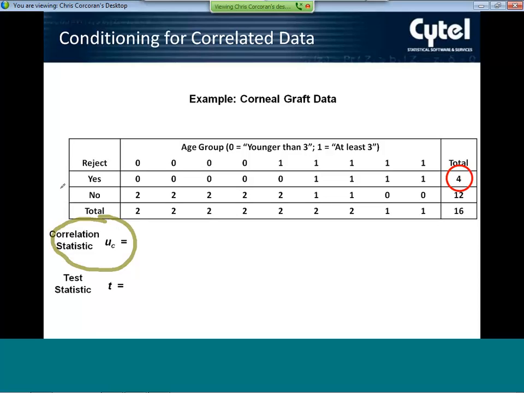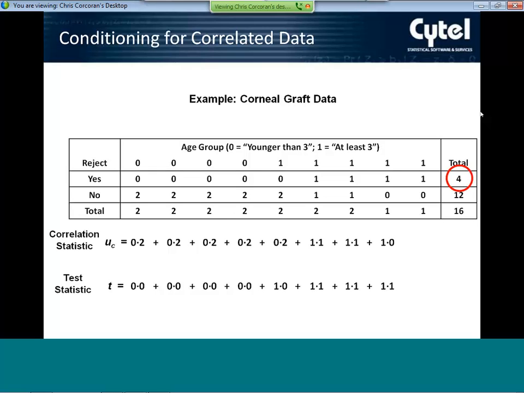It turns out it's the sum over all of the children of the product of the number of rejections for each child times the number of no rejections. I'll just step through this. For the first child, the number of rejections is 0. The number of no rejections is 2. And so that child's contribution to that correlation statistic is 0 times 2. And likewise for the second child and the third. And we continue summing over all of these children to compute a statistic, in this case 2, that represents some information about the degree of correlation between eyes within child.